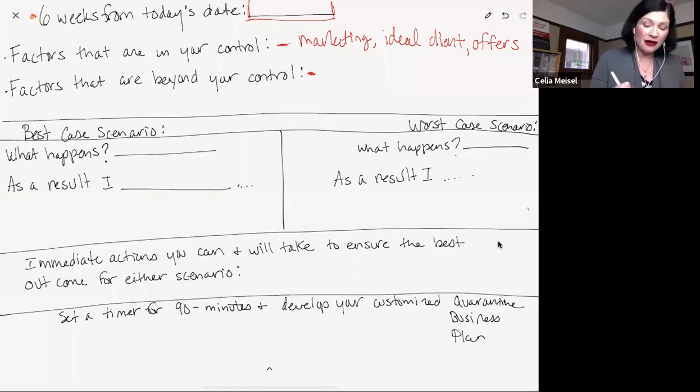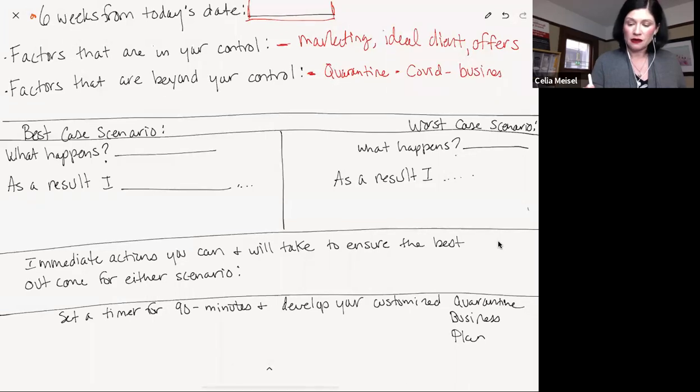That can be the quarantine. We don't know when the quarantine is going to end. The virus, we don't know what's going on with that. Business closures. Even if you own a business, you may not have control as to when those open or close if you have an in-person brick and mortar business. So just identifying the factors that are in your control and beyond your control relevant to this situation is beneficial to get clear on those next steps.